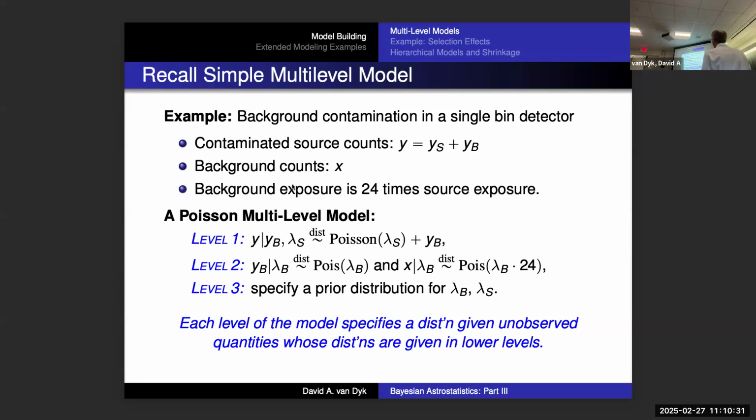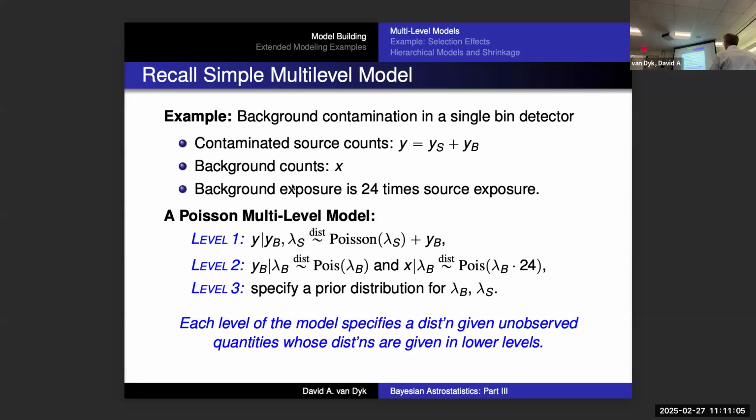So what I'm going to do is specify my model in this kind of multi-level way, where at level 1, I'm going to condition on things like YB, even though I don't observe it. It's kind of like a parameter, like we're conditioning on the unobserved source intensity and the background count. And then I can say that what I observe follows a Poisson distribution with the background, I'm sorry, the source intensity plus an additional background count. Okay. And then so I'm conditioning on these YB.